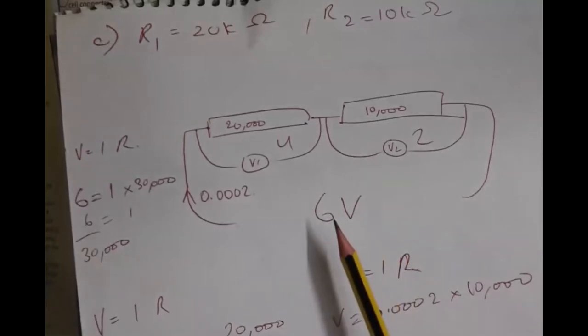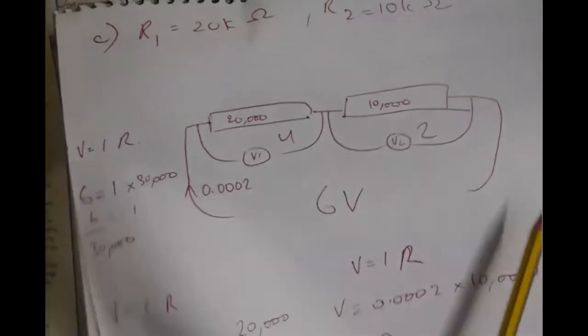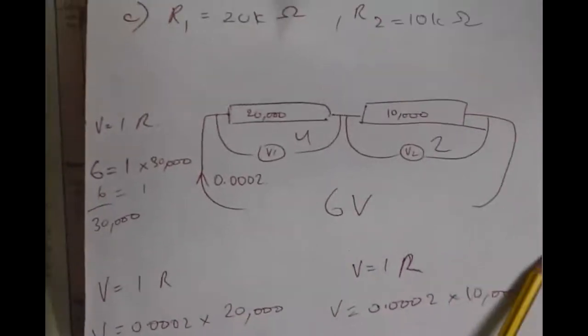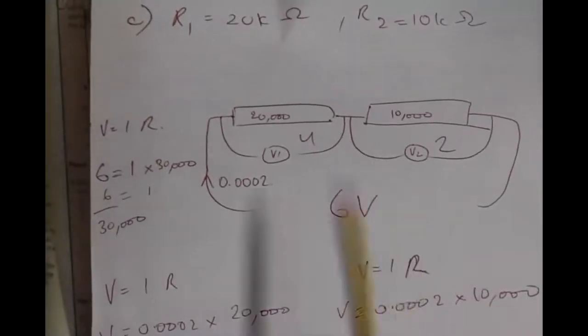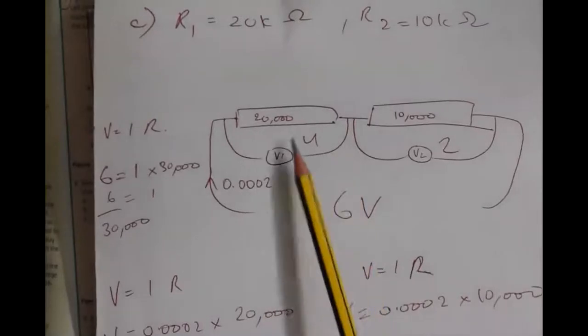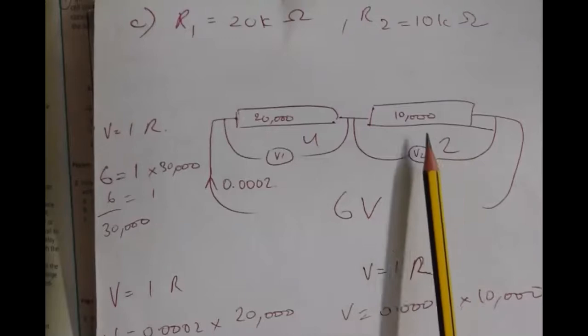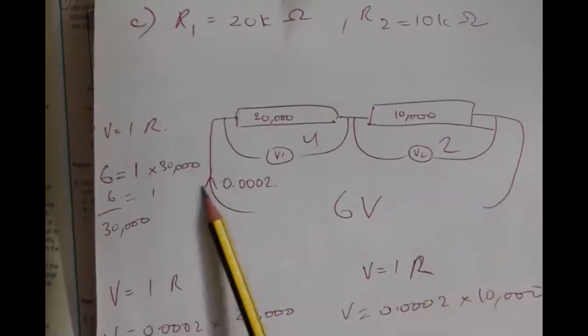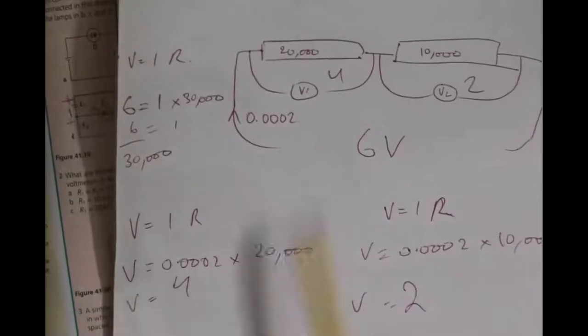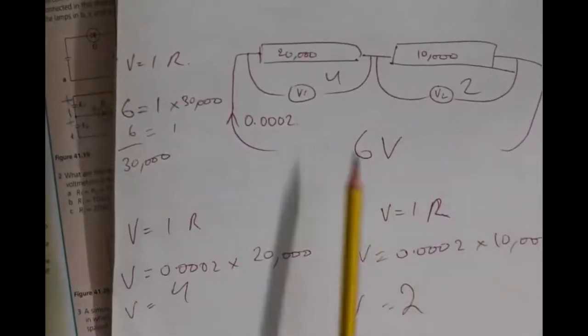Okay, so then again for C, we're going to use the same method. In this question, they're saying that R1 has a resistance of 20,000 ohm and this has a resistance of 10,000 ohm. So I'm going to find the total current passing through it, then calculate for each of them individually. So 4 volts, 2 volts.